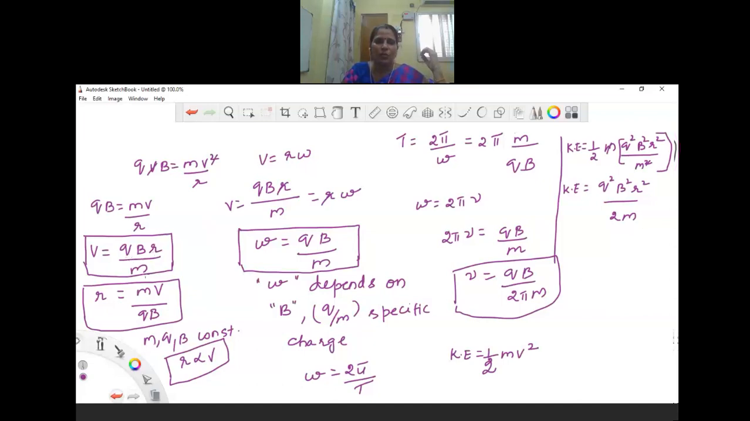v is equal to qBr by m, and r is equal to mv by qB. If m, q and B are constant, v and r are directly proportional. That is why T is independent of velocity and radius. As velocity increases, radius will also increase. And this is the formula to calculate the kinetic energy of the charged particle moving in the magnetic field.